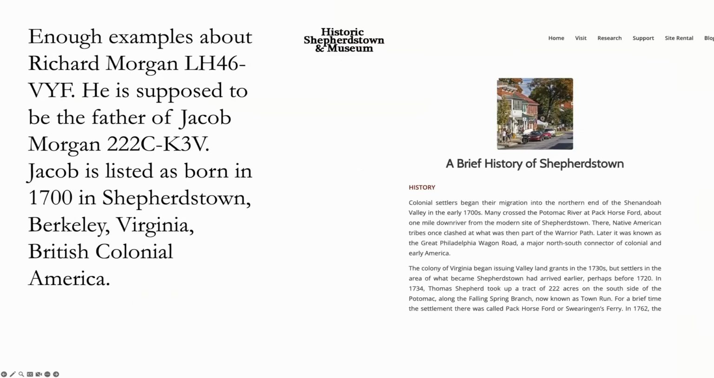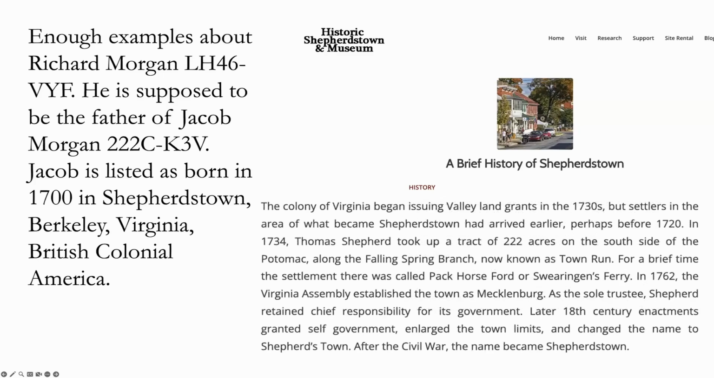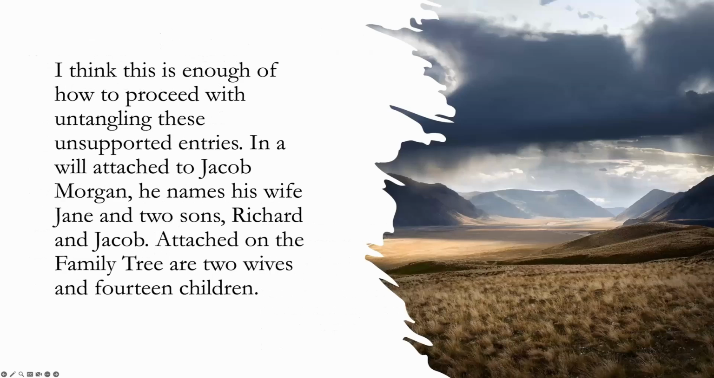And another one is born in Shepherdstown in 1700, in Shepherdstown, Berkeley, Virginia. So it's getting kind of vague here. This is where there has to be some research. It's not a matter of me just saying I don't know if it's true or not. You really have to dig into it. And apparently back in 2013, I did, at least as far as the claim that we were related to Daniel Boone.